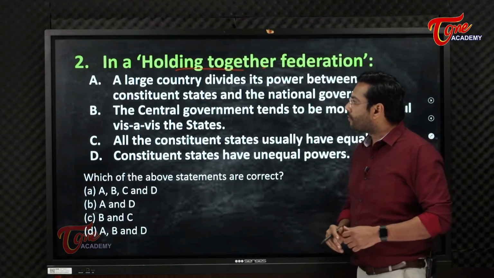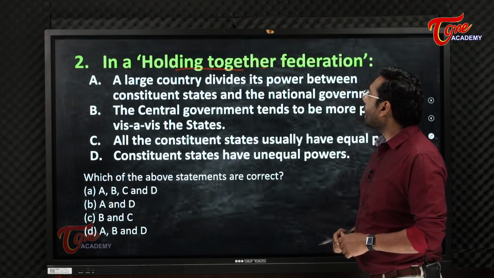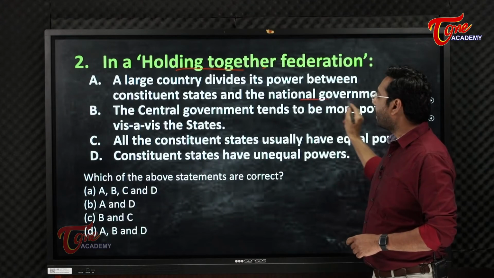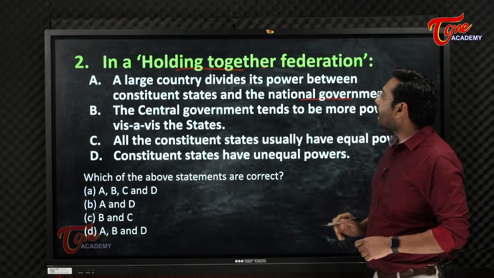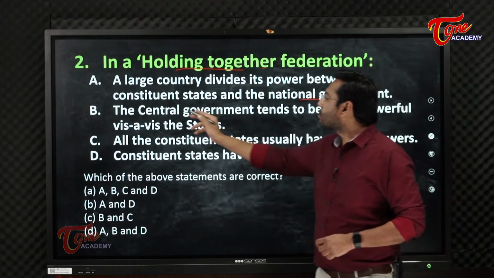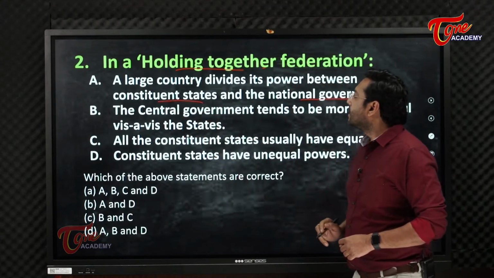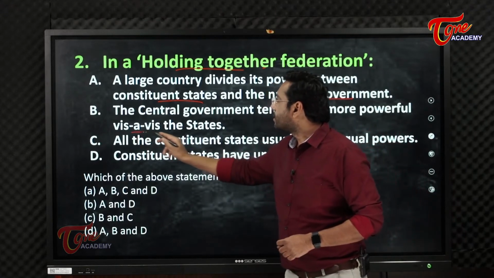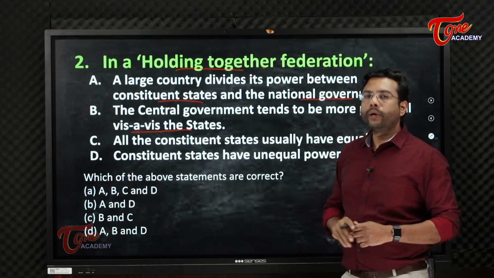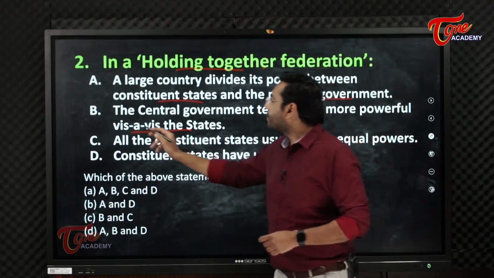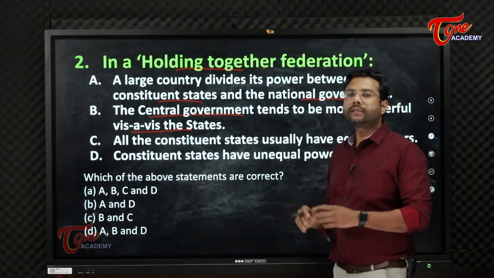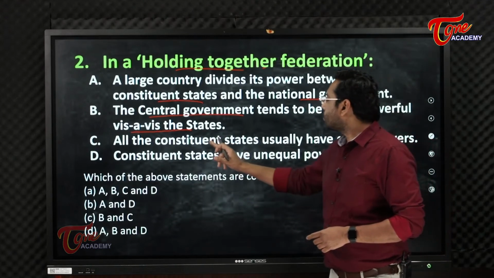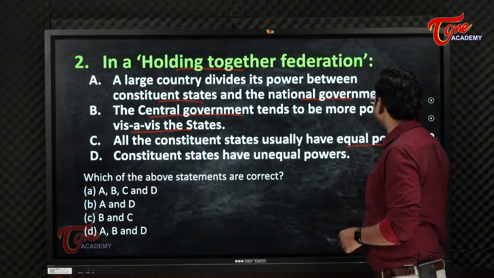What are the features of this holding together federalism? A large country divides its power between the constituent states and the national government. This is one thing. A large country divides its power between the smaller states, that is territories. The central government tends to be more powerful vis-a-vis the states. So obviously when we say holding together federalism, we have the central government more powerful because it is more bent towards the union. All the constituent states usually have equal powers.